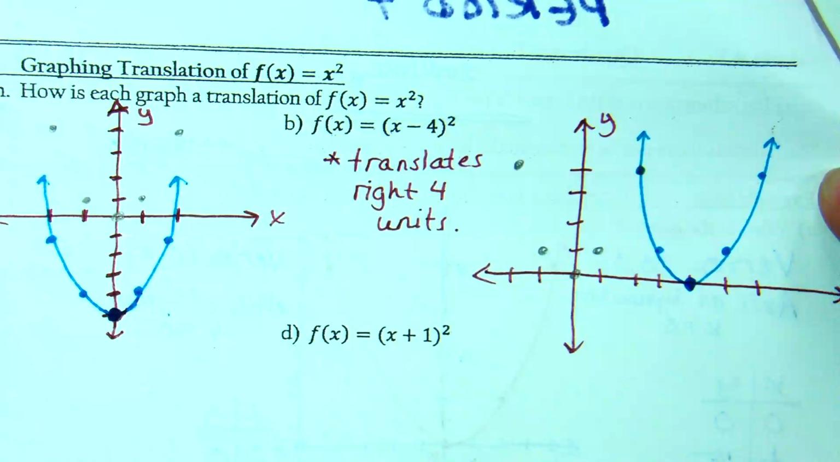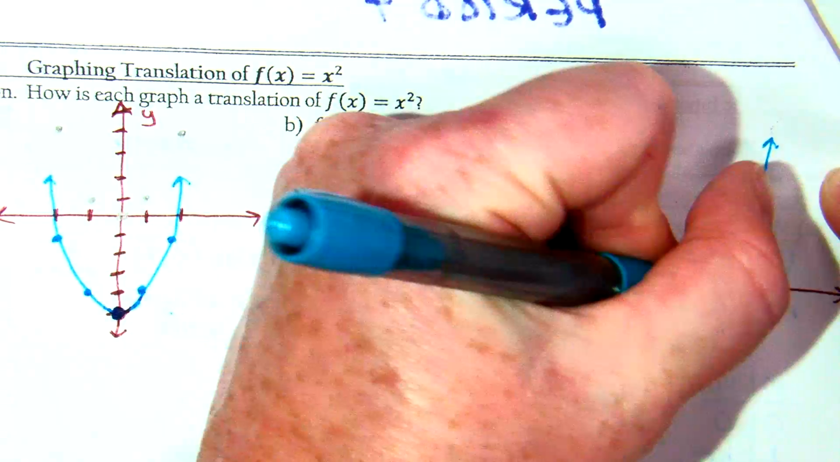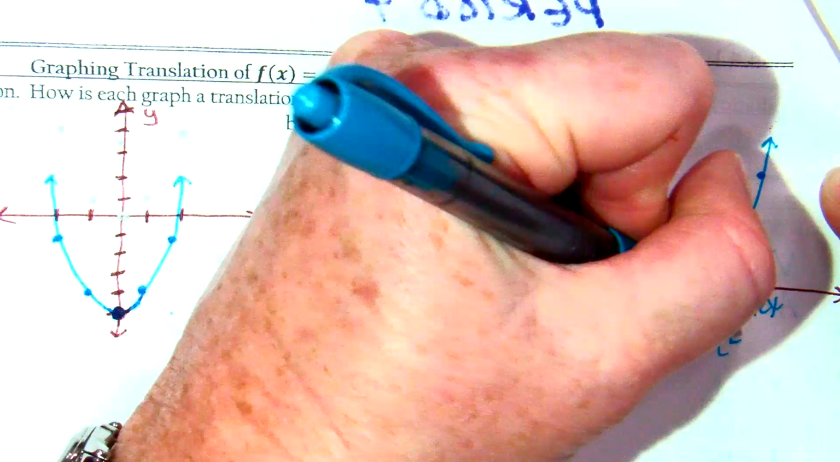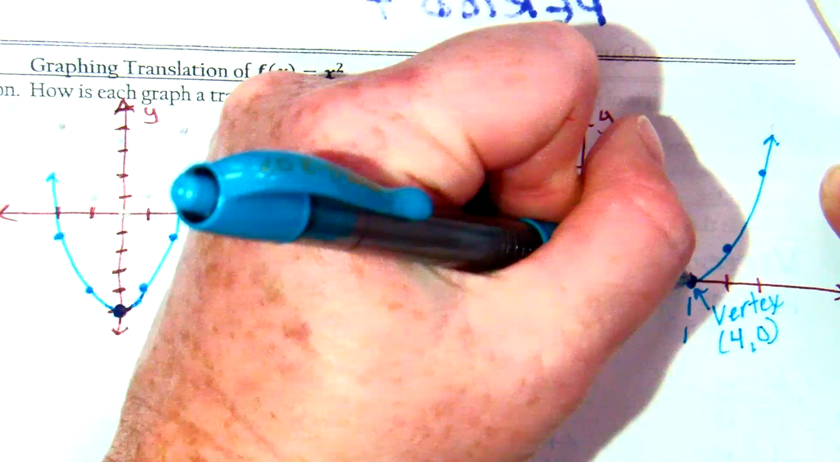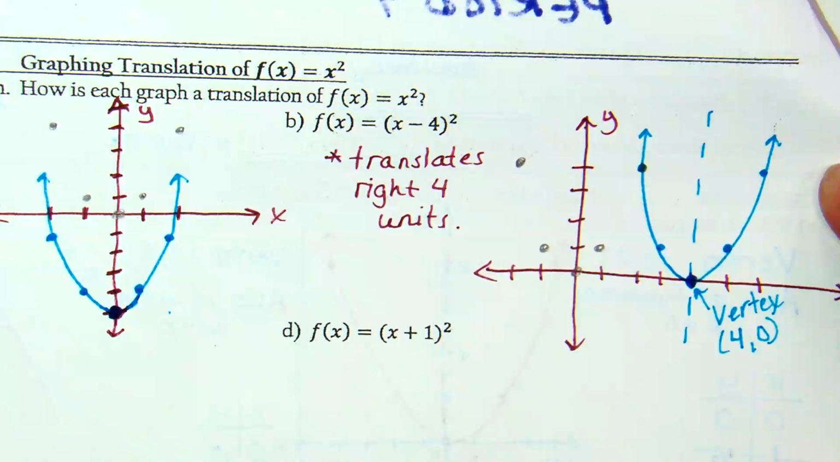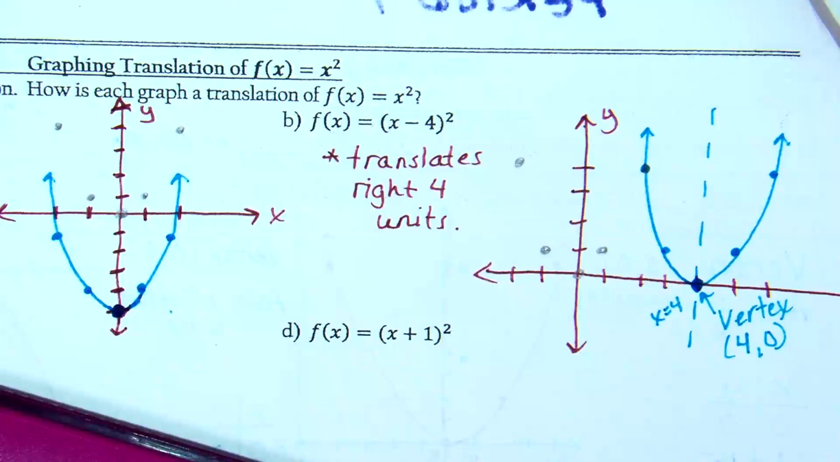Okay, so what is this new vertex? What ordered pair is that? 4, 0, because we moved right 4, up or down 0. If my new vertex is 4, 0, what's my axis of symmetry? X equals 4. And if I draw in that line x equals 4, is my parabola symmetric around it? Okay, it should be.